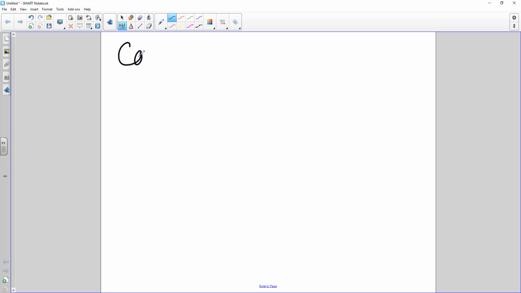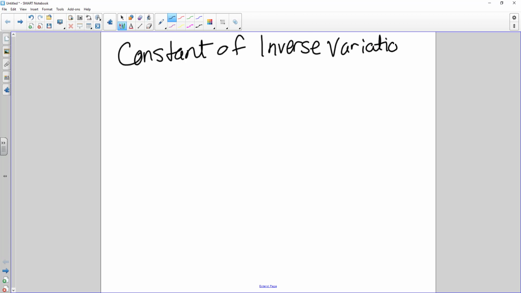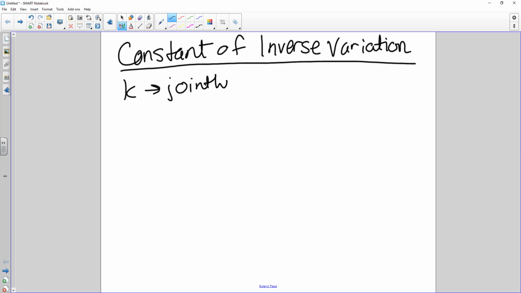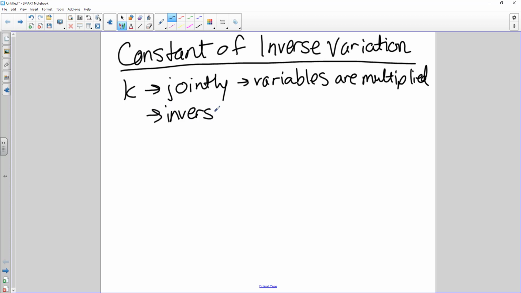So, constant of inverse variation. When we have things varying, we use k, and if it's jointly, then the variables are multiplied by k. If it varies inversely, though, then the variables are divided.